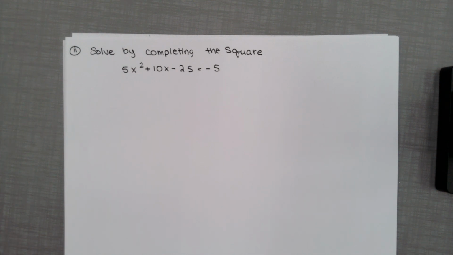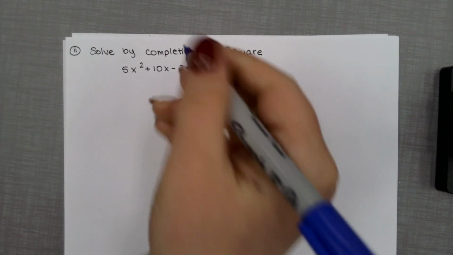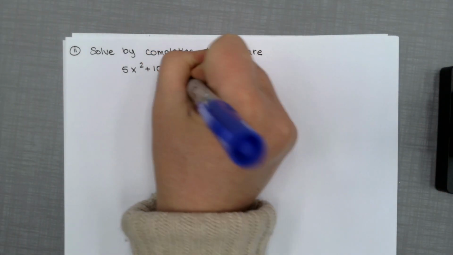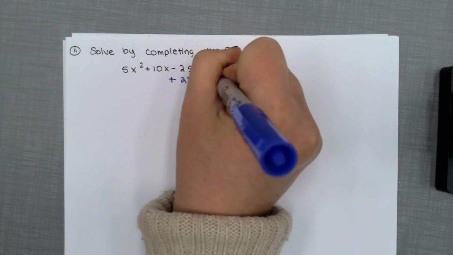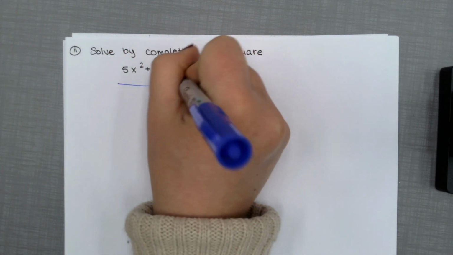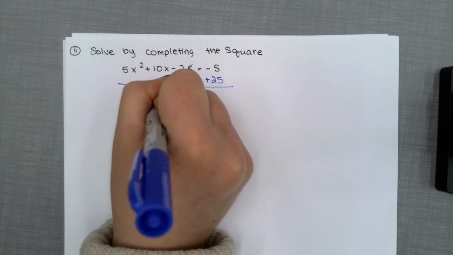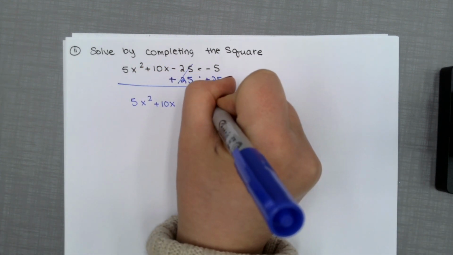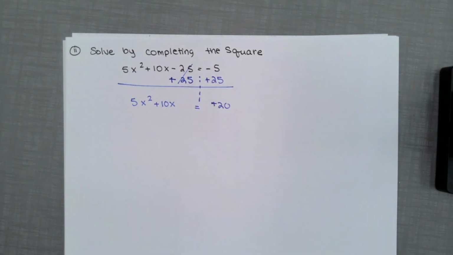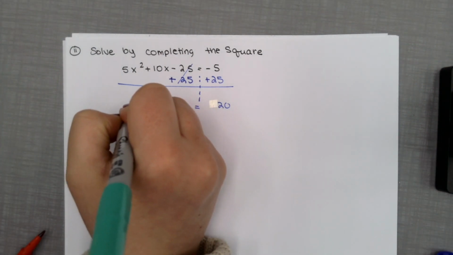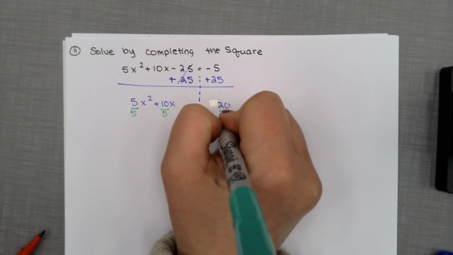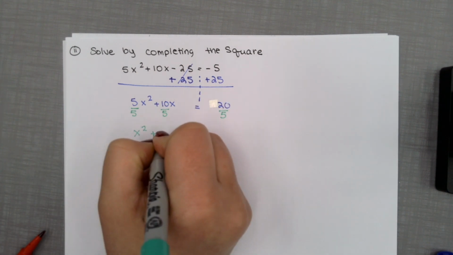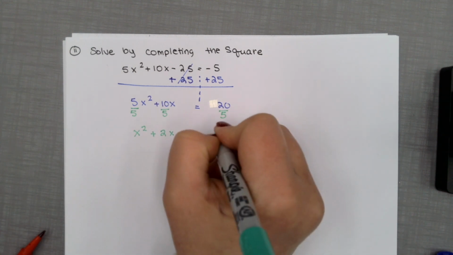All right, step number 1, you're going to move over the constant to the other side. So we have adding 25 to both sides. We have 5x squared plus 10x, and we have a positive 20. If you don't want to write that plus, that's fine. Step number 2, we want to divide all terms by the leading coefficient. So we have x squared plus 2x is equal to 4.